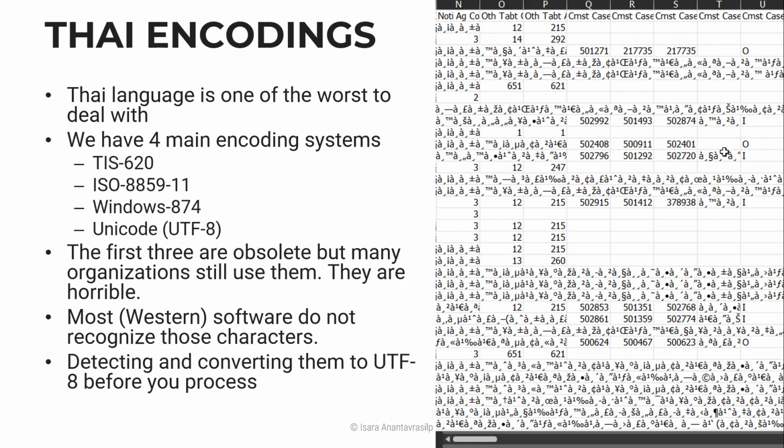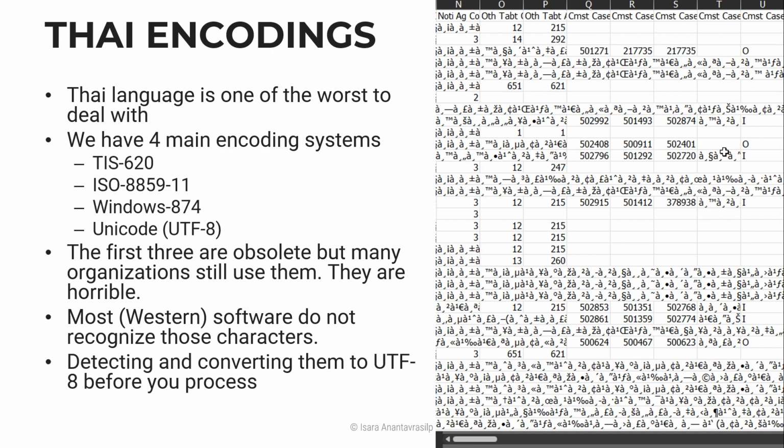Since we are on the topic of user input, let us have a short detour and discuss Thai encodings. The Thai language is one of the worst languages to deal with in terms of data manipulation. Not because it is difficult to read, understand, or tokenize, but because we have four main character encoding systems. And if you have ever seen alien characters like this when you open a text file, this encoding mess is the reason.